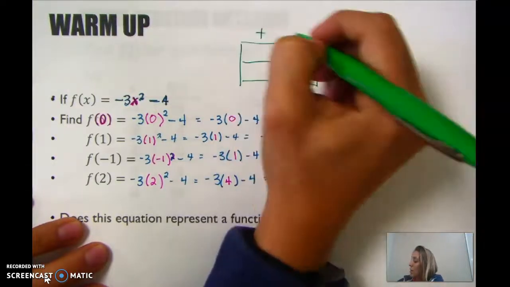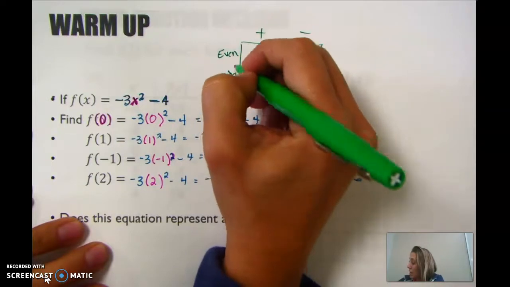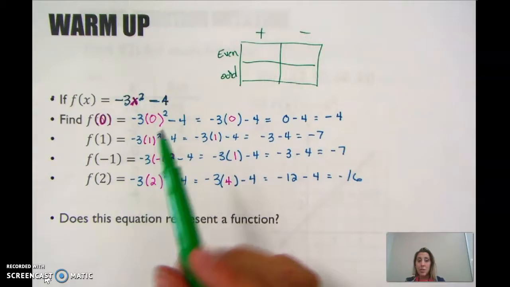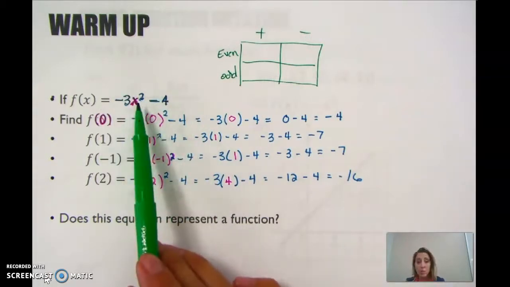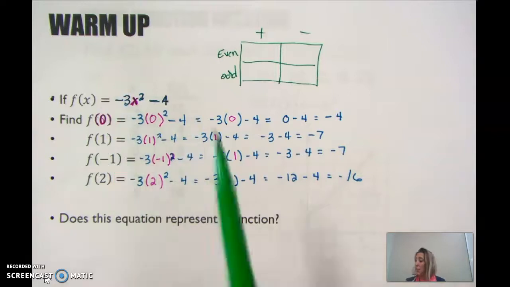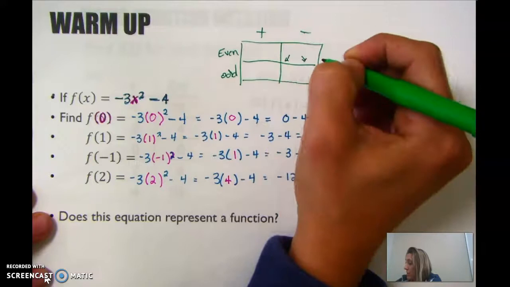We had positive, negative, even, odd. Now, do we remember that? So this is the leading coefficient and the degree. Well, the degree of this function is 2, so it's even. And it has a negative leading coefficient. So if it's even and it has that, it ends down and starts down.